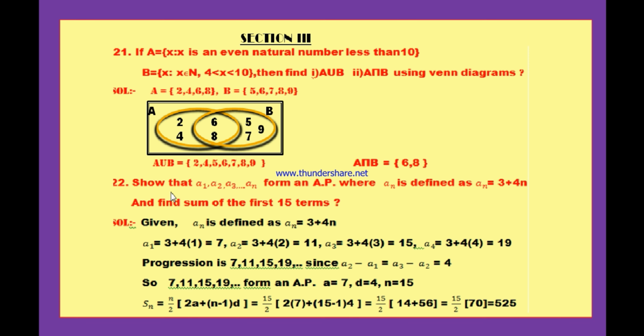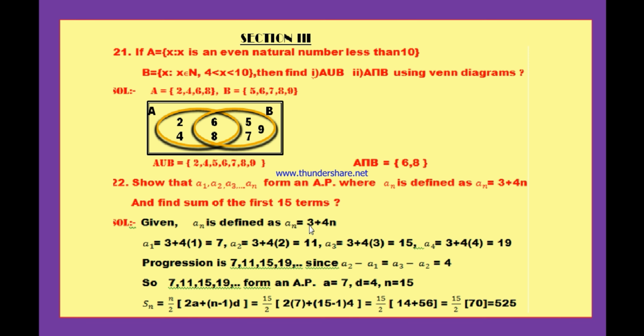I shall repeat. Show that A1, A2, A3 and so on, An form an AP where An is defined as An is equal to 3 plus 4n, and find the sum of the first 15 terms. Given the rule for An is equal to 3 plus 4n. Now substitute n is equal to 1.